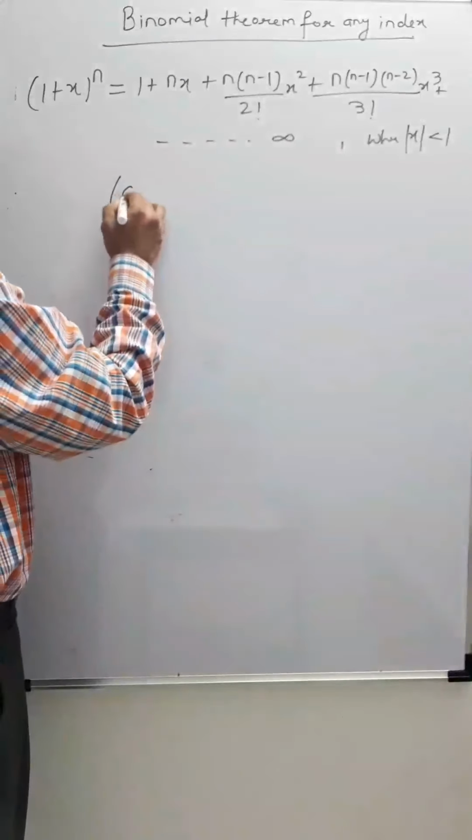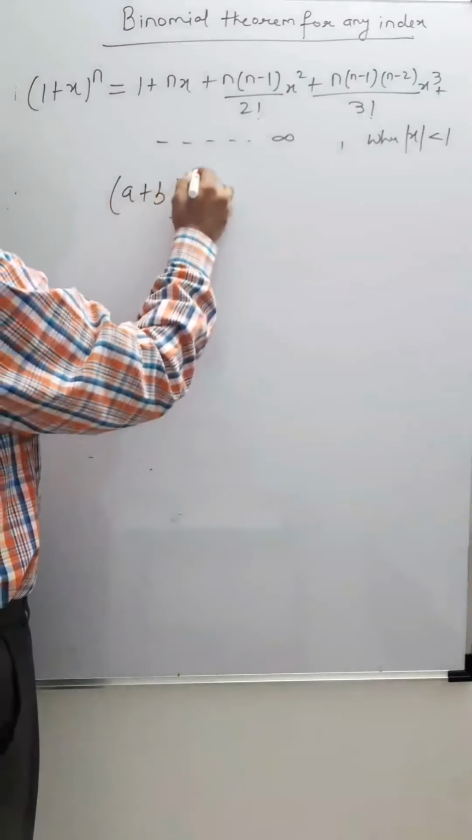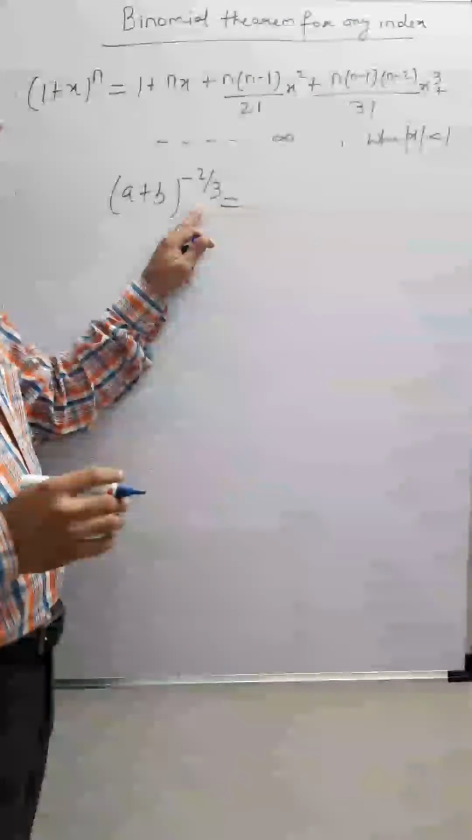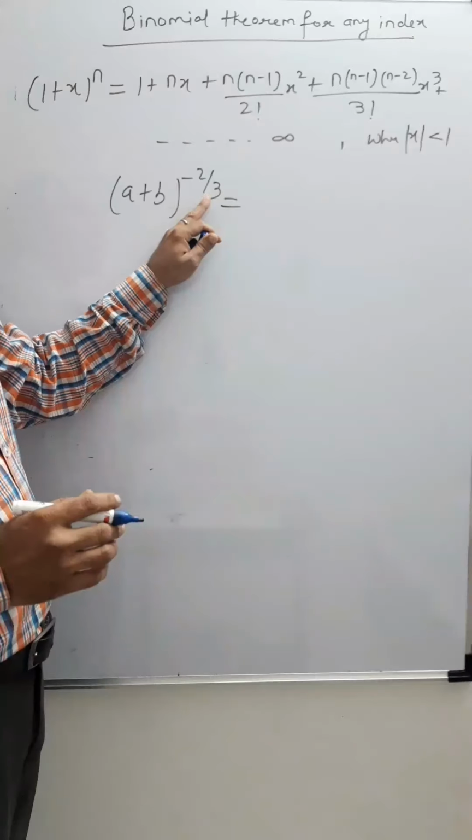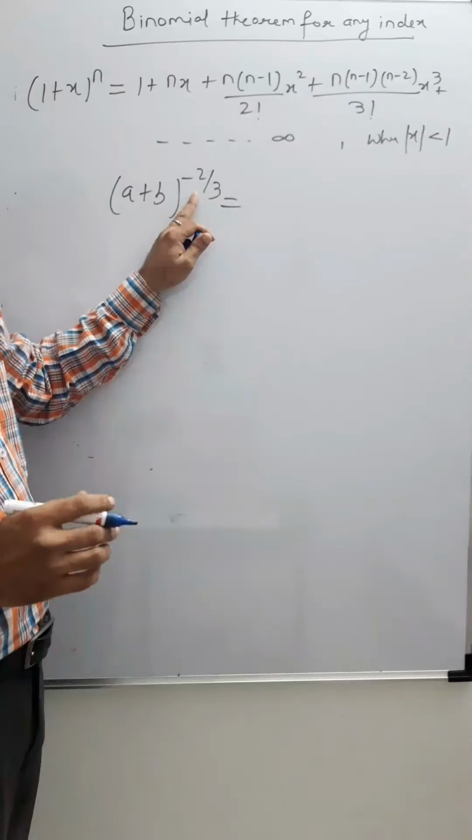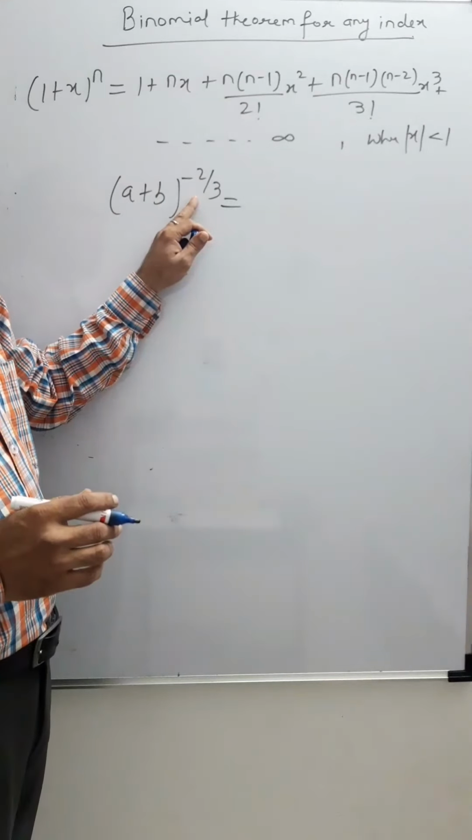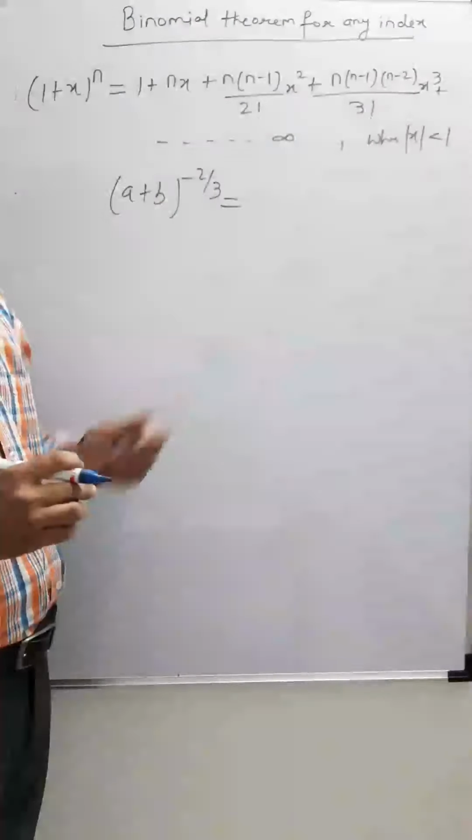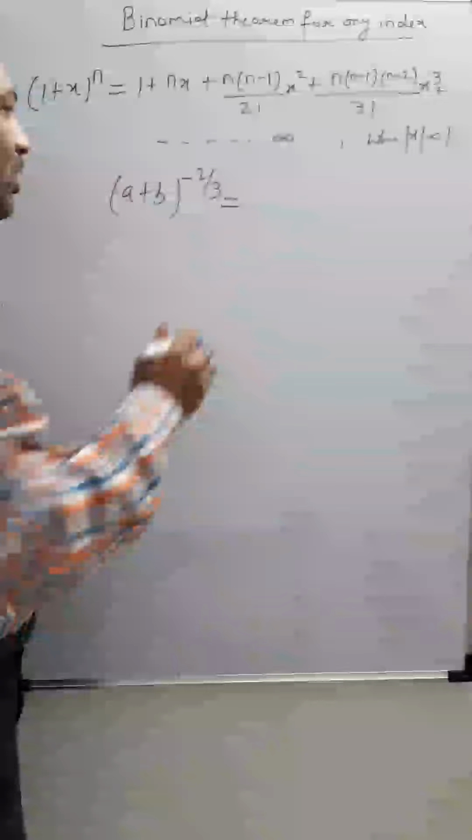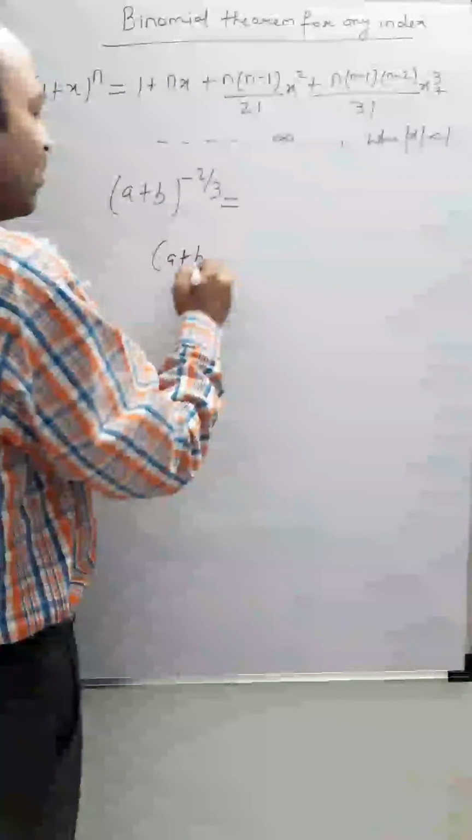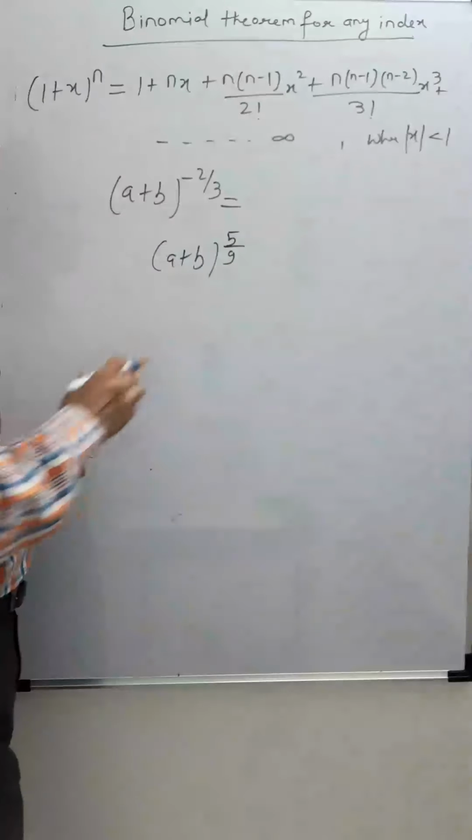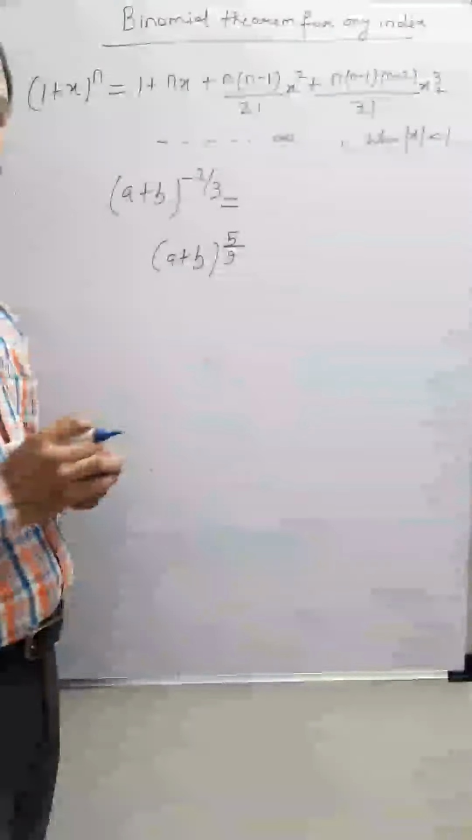See, the situation is, suppose (a plus b) to the power minus 2 by 3, correct? So (a plus b) to the power minus 2 by 3, which is any power, any index, negative I took, and in fact rational also. So in mathematics, we don't require such (a plus b) to the power minus 2 by 3, correct? Or you can say (a plus b) whole to the power 5 by 9. So these situations in mathematics we don't require.